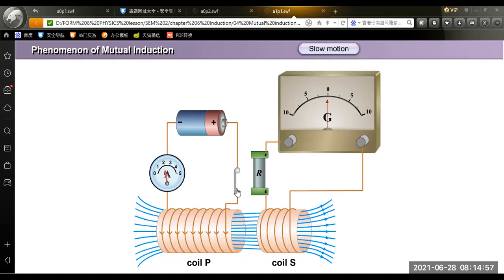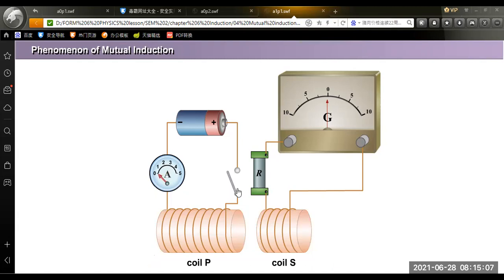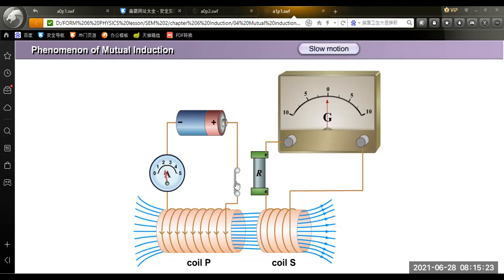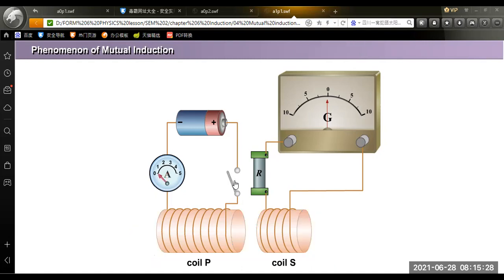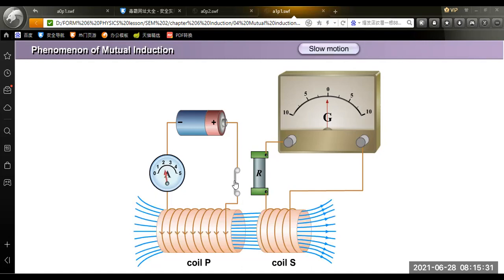Once I open the switch and connect again, what happens? The pointer will move to the other side as well. That means the deflection when I connect the switch is to the left side, but once I unplug it, it deflects to the right side: left, right.